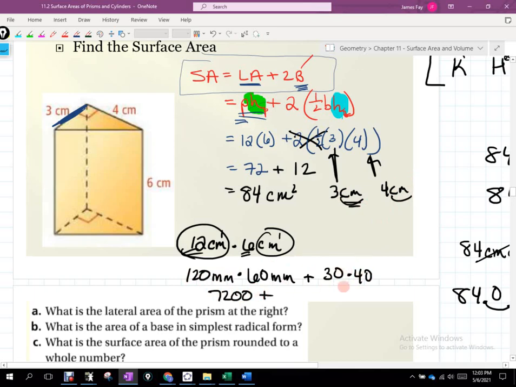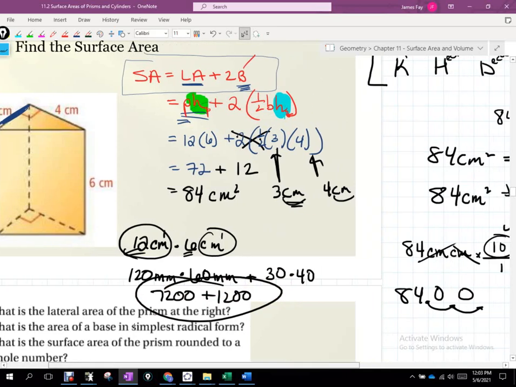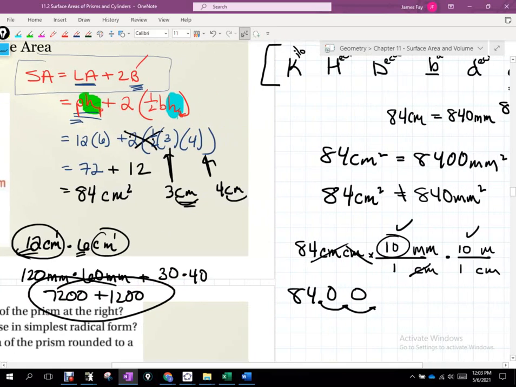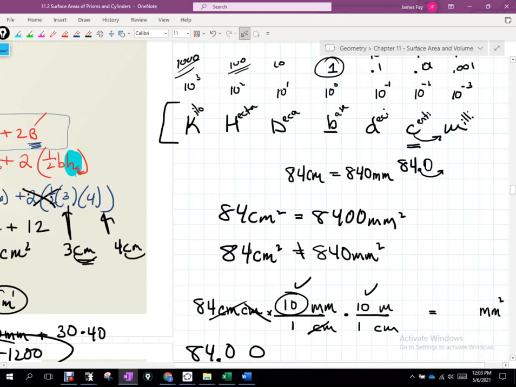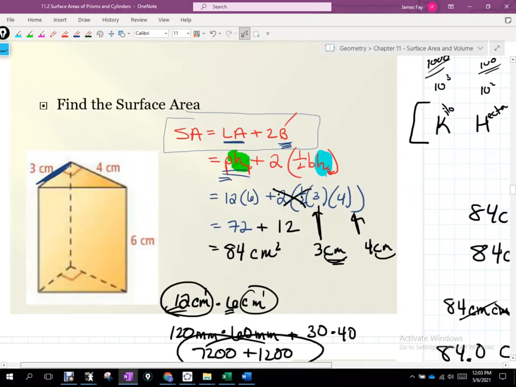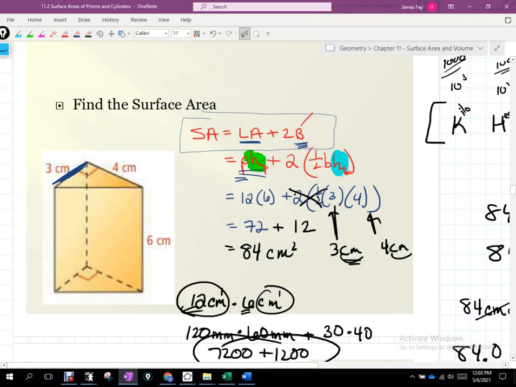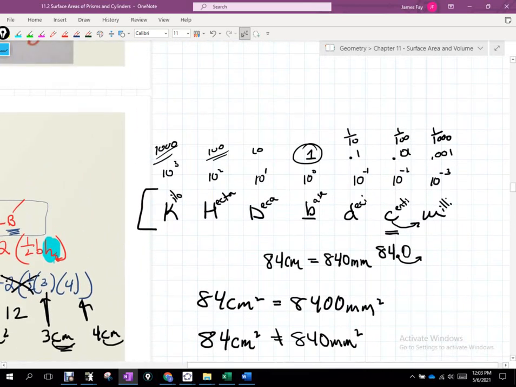This is going to give me 7200. This one here is going to give me 1200. Add those together, what do you get? 8400. Because area is a two-dimensional value or concept, when you do conversions, that means you need to convert both those dimensions. King Henry died by drinking chocolate milk, the way you've always learned it, is a first-degree conversion tool. You can still use it for second degree.